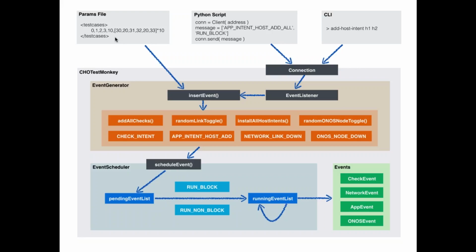And this is the framework of ShowTest Monkey. We abstracted all the test logic from the old ShowTest into different types of events. Each test event stands for an atomic test logic, such as installing a host intent, bringing down a link, or checking some ONOS status. Basically, we have four event families: check event, network event, application event, and ONOS event.